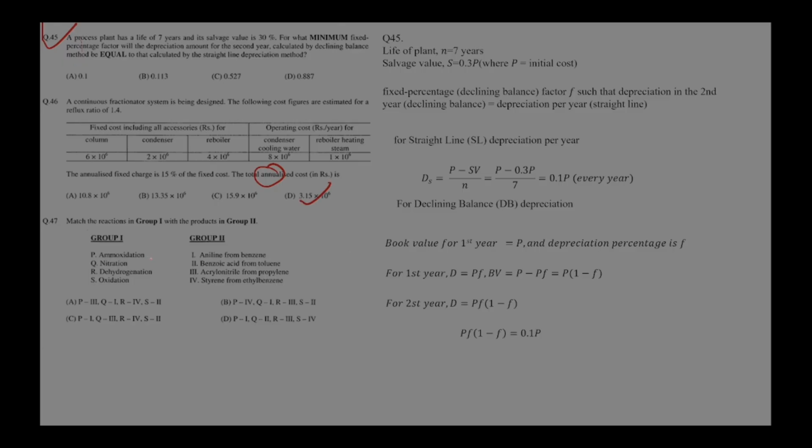Ammoxidation, nitration, aniline from benzene, I know that. Ammoxidation is, I think, acrylonitrile from propylene. Oxidation, benzoic acid, and the remaining is, so this is the answer. Then we are left with this question, which is also very easy, and we will solve it in a separate part.